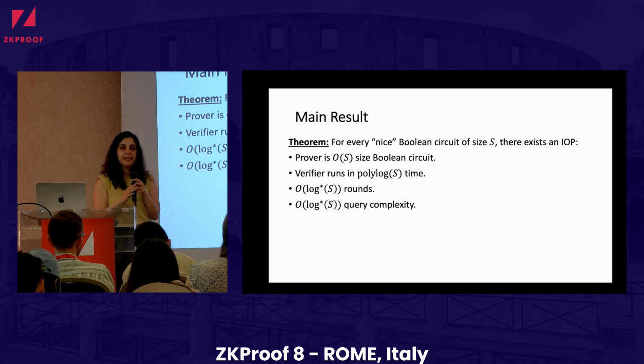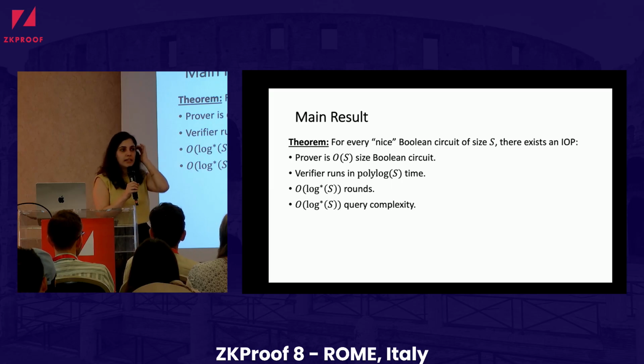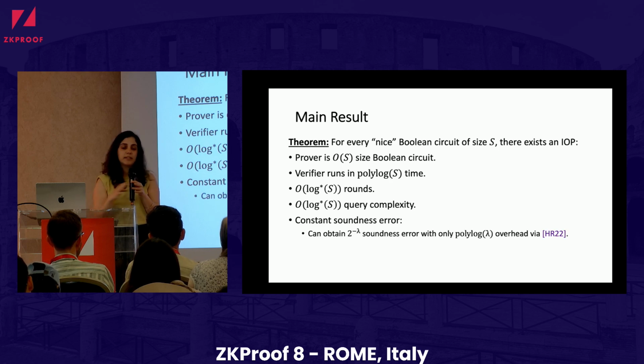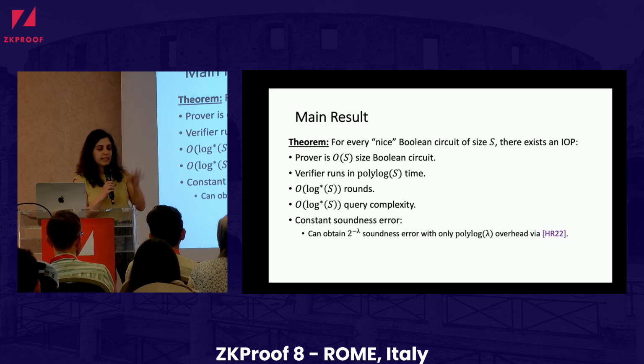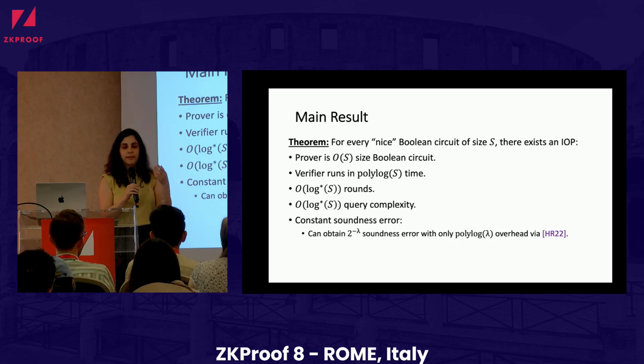So before we get any further, what is this "nice" I'm hiding here? By nice, I mean regular circuits, or circuits that have a lot of repetitive structure. You can think of it as doing some batch computation. For the protocol we'll see today, we'll have a constant soundness error, but you can get a 2 to the minus lambda soundness error paying only a polylog overhead, where the trivial thing of repeating would give you a lambda overhead.